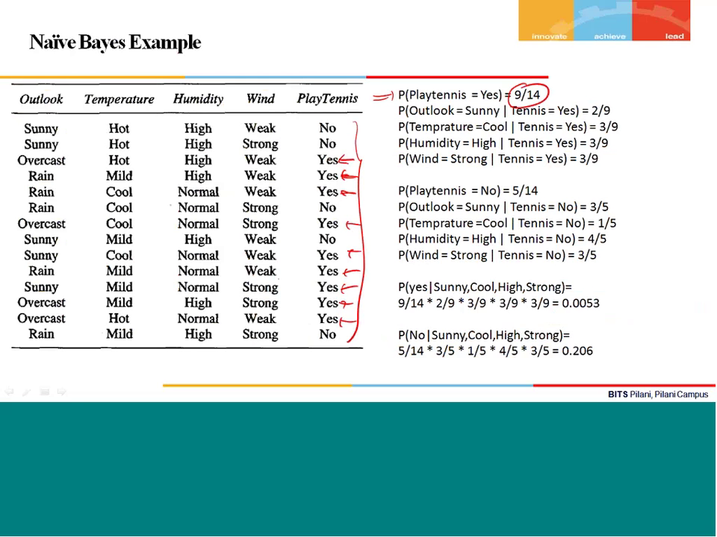It means my probability of yes is 9 upon 14. So my probability of playing tennis equals no will be 1 minus 9 upon 14, that is 5 by 14. Similarly, I will calculate the probability of seeing sunny if tennis is yes.